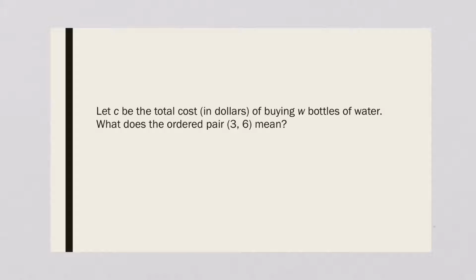Okay, so let's take a look at this situation. Let C be the total cost in dollars of buying W bottles of water. So we're going to buy some bottles of water, and then our cost depends on how many bottles we buy, correct? So in this case, if we were writing this as an independent-dependent ordered pair, I would put W in my first position, which is my independent position, and I'm going to put C, my cost, in that position. So if 3 is W, 6 is C, okay?